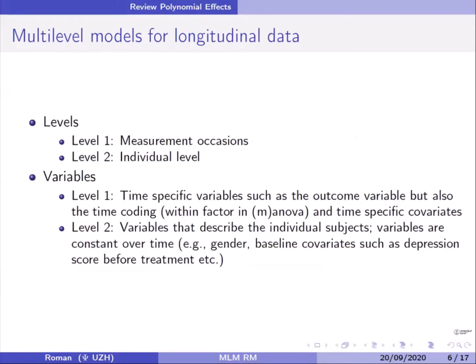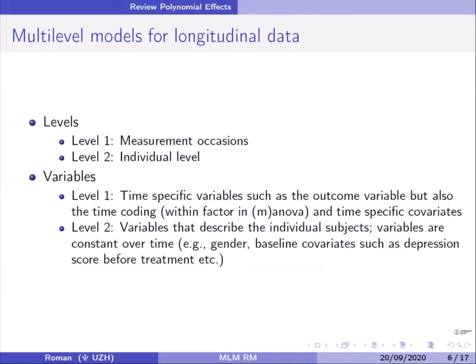So let's review multi-level models for longitudinal data. Recall that now in longitudinal models, we treat level 1 as measurements. So these are the times. The measurements in time are level 1. Level 2 is the people level. So this is the individual, or where we are pulling the measurements from.